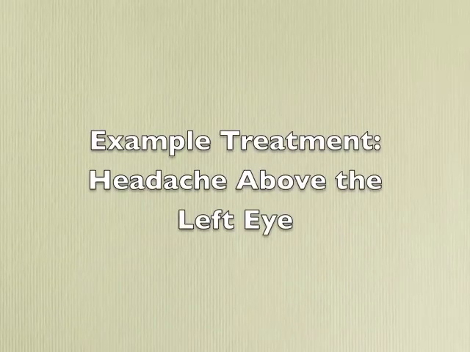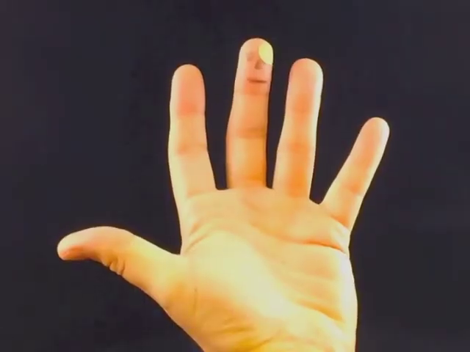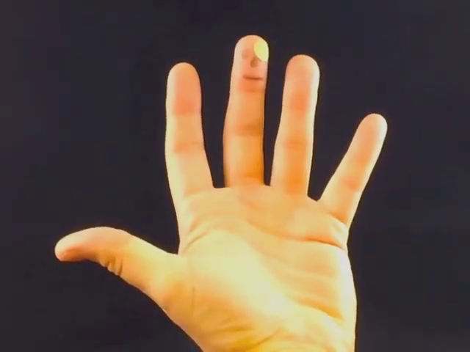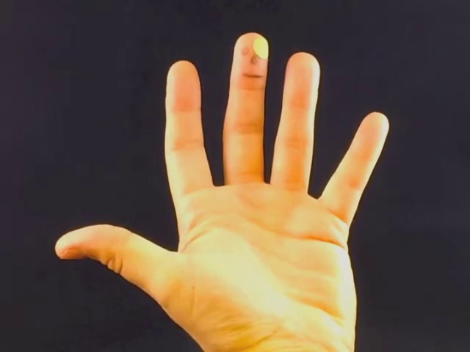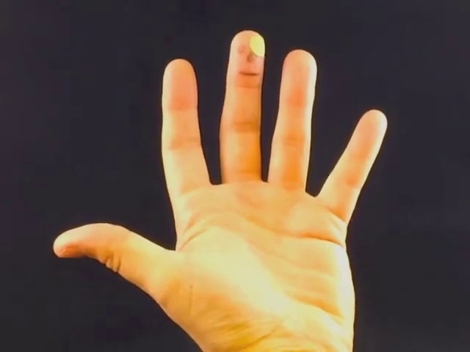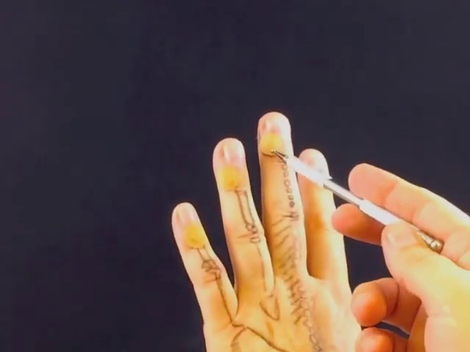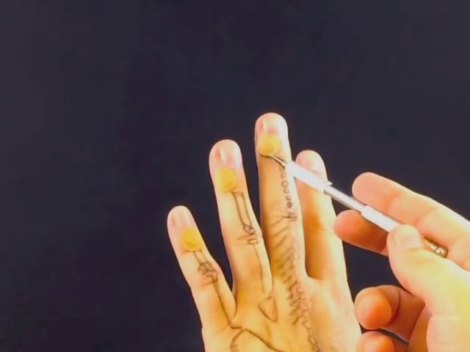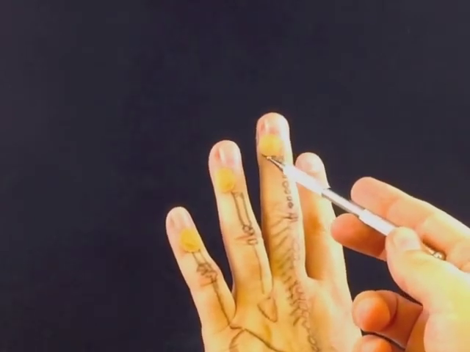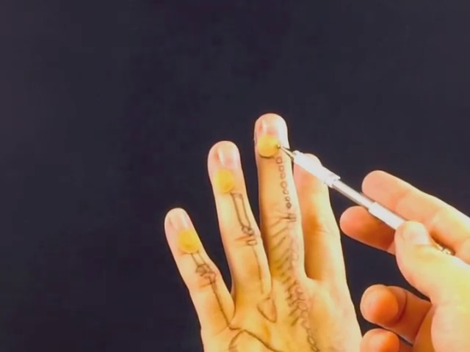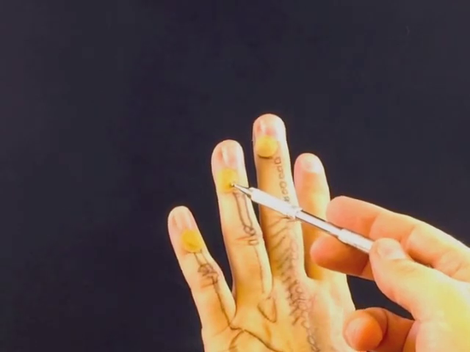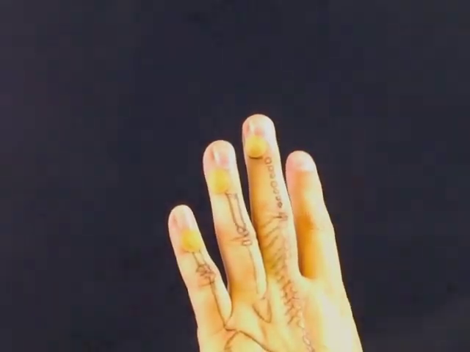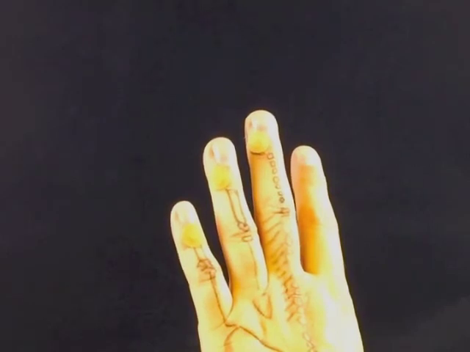Example treatment: headache above the left eye. In this treatment, we begin by using a point that corresponds to where the pain is located in the head, in this case, above the left eye on the middle finger. Additionally, we use a point on the back of the finger that corresponds to the back of the head. This point will always be used for any headache condition. Additionally, we use two other points on the ring finger and the little finger that help to treat this pain condition.